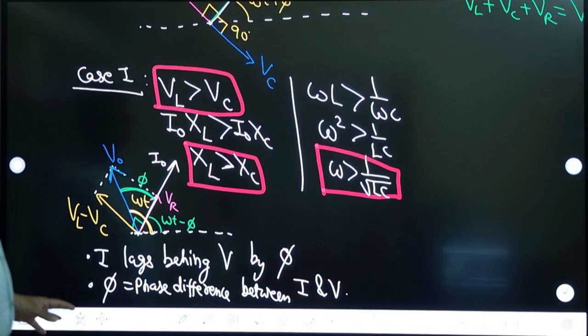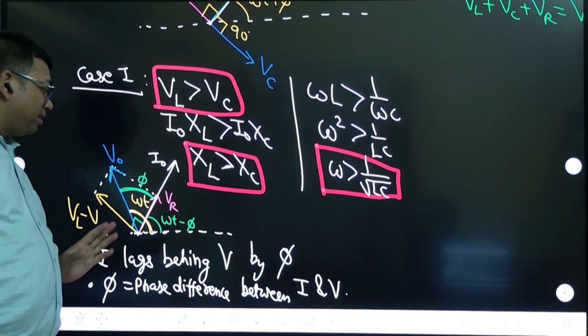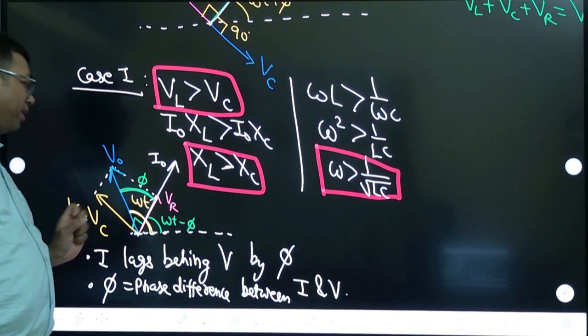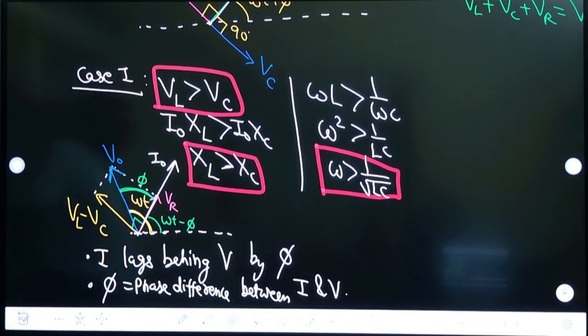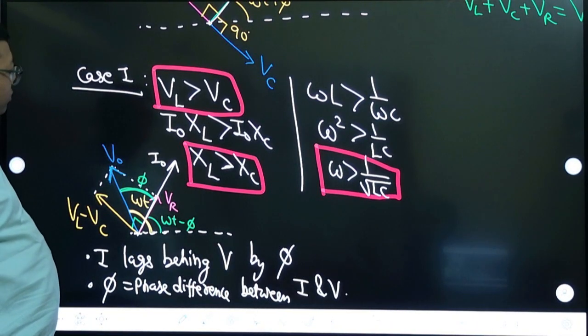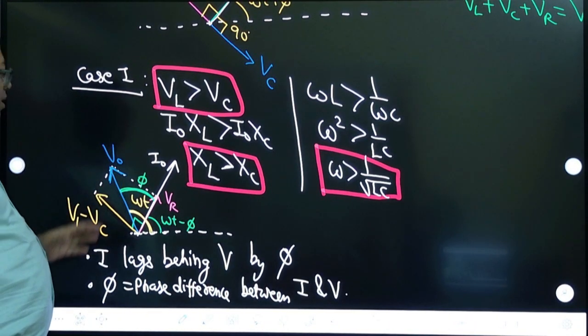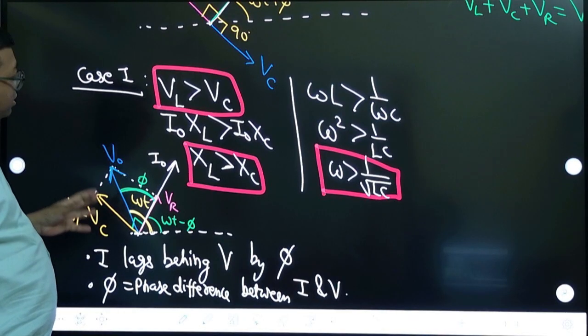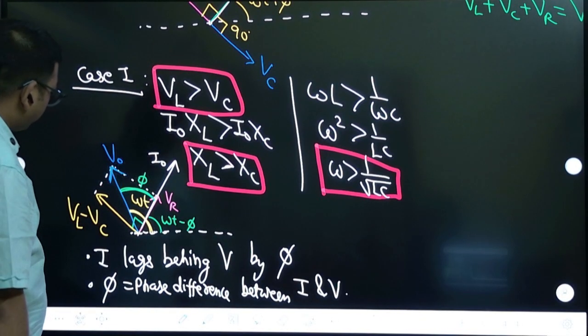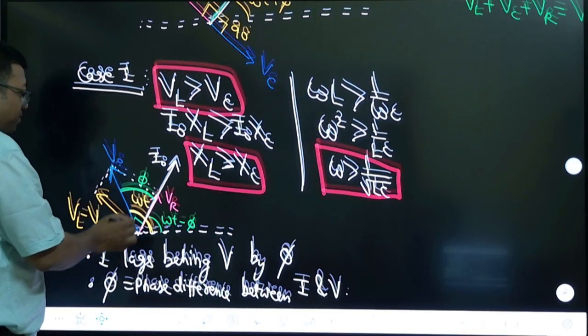Okay, so here current and voltage, the phase difference will be phi, right? We got this idea. Now here we want to find out what this tan phi is and do all these calculations. It is possible to do that. Let us do the calculation.